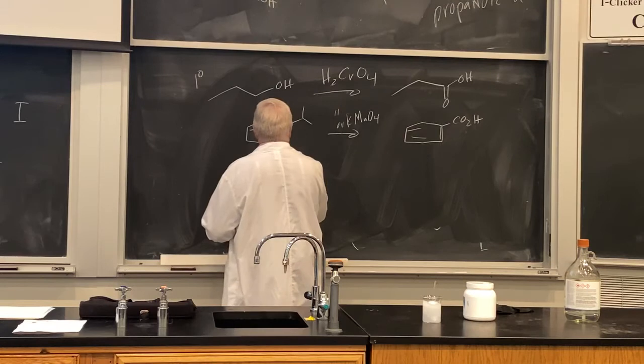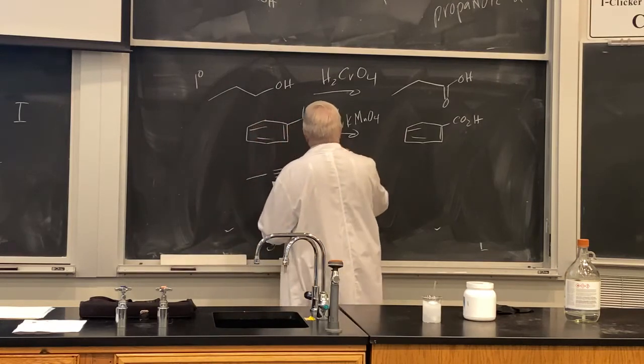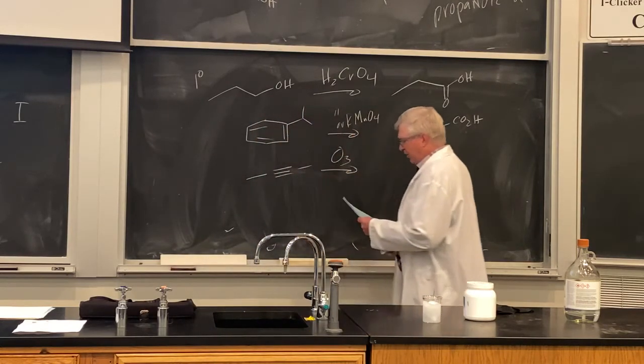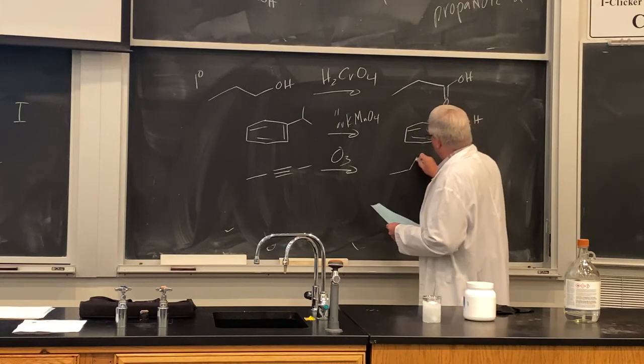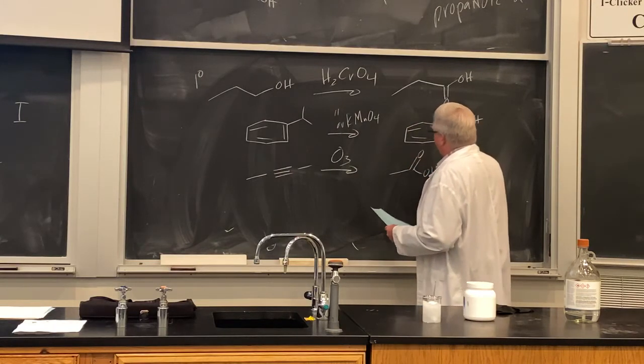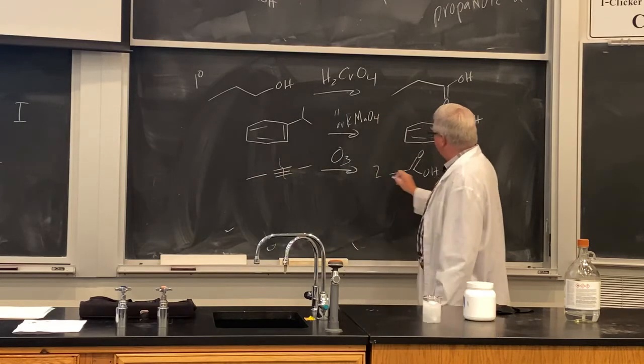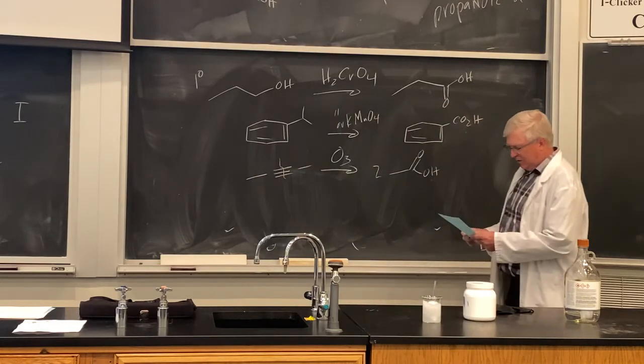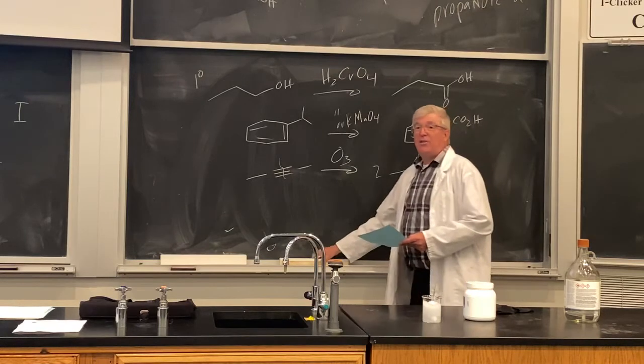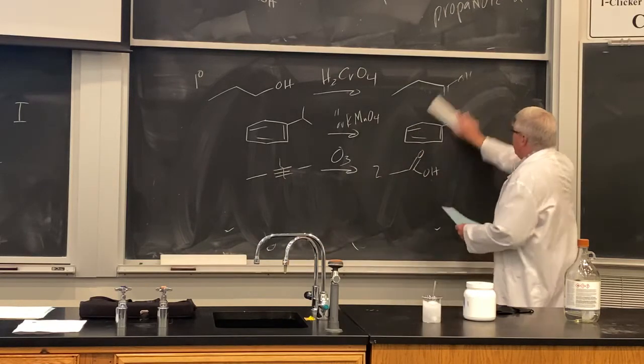There's one from 351, another one here, and that's ozone. If we do ozone and water and let this work up, we create, in this case, this one's symmetric with the two methyls there, we create two acetic acids there. Okay, so that's the preparation of carboxylic acids.